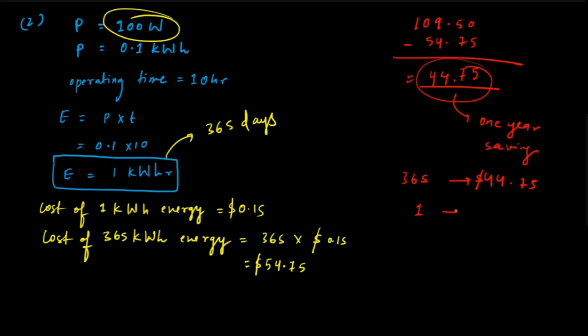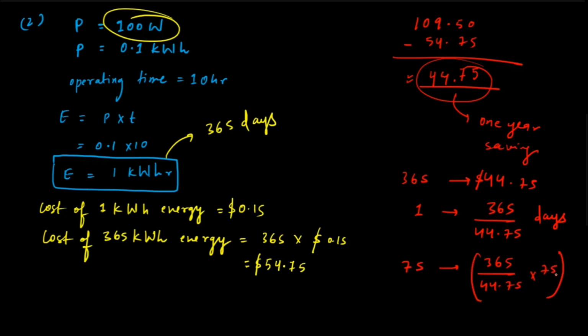And $1 is saved in 365 by 54.75 days. We have to save $75. So $75 is being saved in 365 by 54.75 times 75 days. If you solve it, you'll get the precise time, how many days are required to save $75 to recover the cost of our appliance. Did you understand this question? Tell me, did you get this?